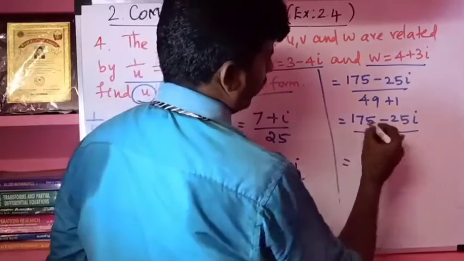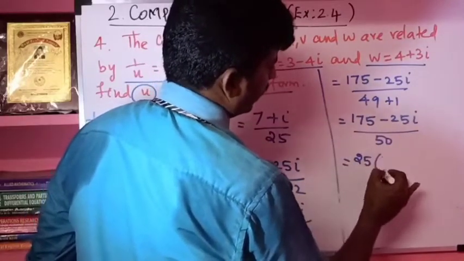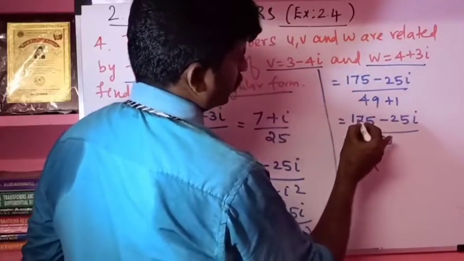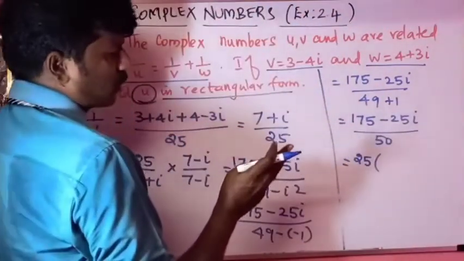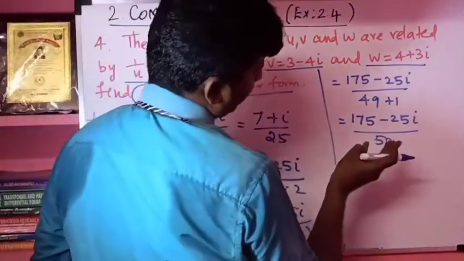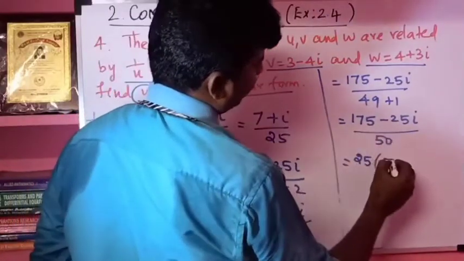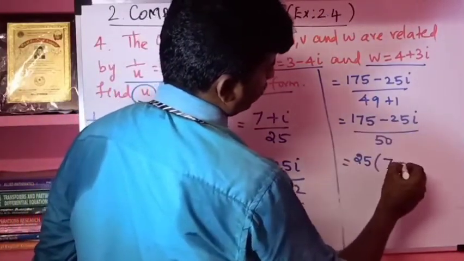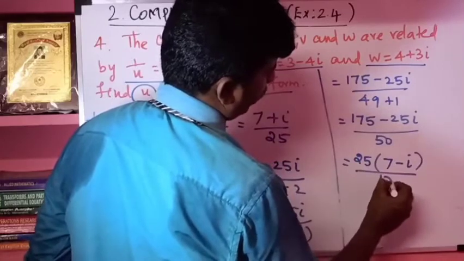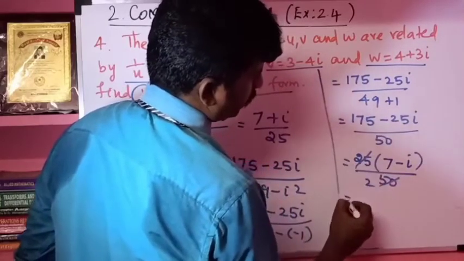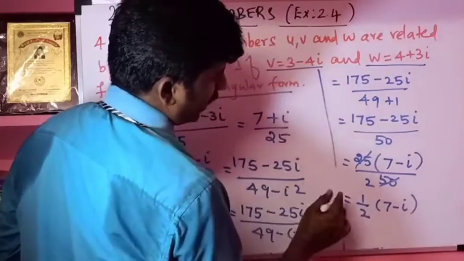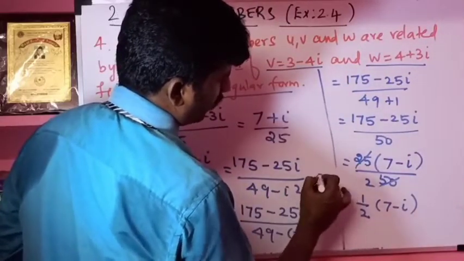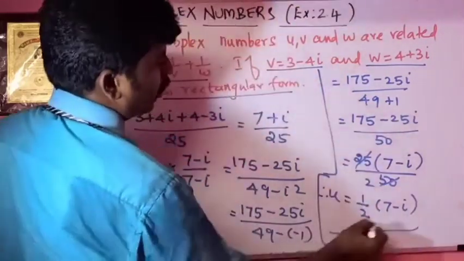Right? So, you get 25 as a common factor at that time. 25 times 7 is 175. So, 7 minus i divided by 50. So they cancel 2 times. So 1 by 2 into 7 minus i. This is the value of u. Right? This is the value of u.